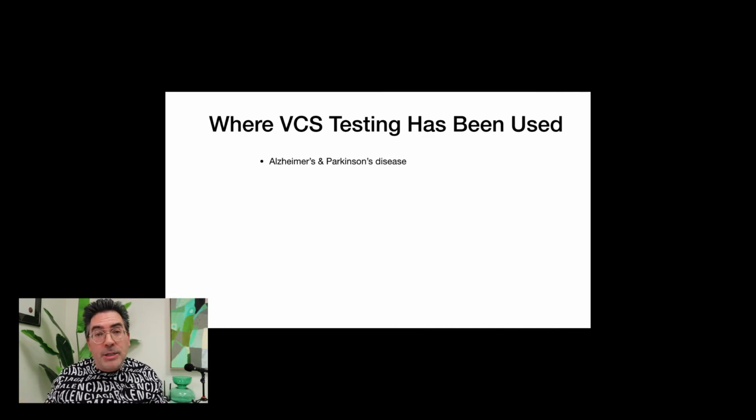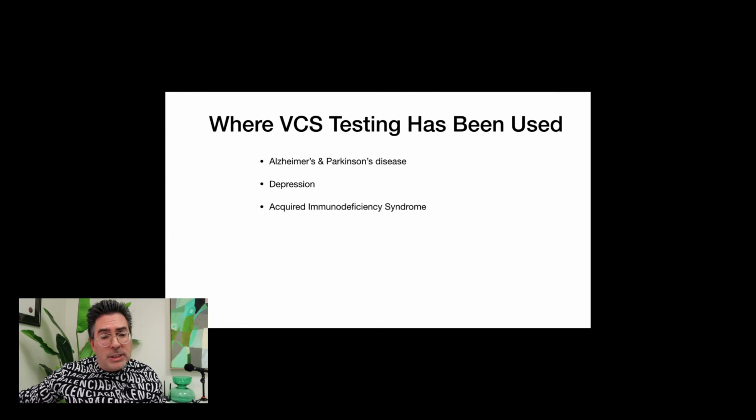Now, I want to present a short list, or it's quite a long list actually, of different health impacts which have been connected with VCS testing, and this is very clear in the literature. So those persons who have Alzheimer's or show Parkinsonian type symptoms show deficits in their VCS testing results. Those who have depression also show differences in their results. Those who are suffering from HIV or acquired immunodeficiency syndrome show profound differences in contrast sensitivity.